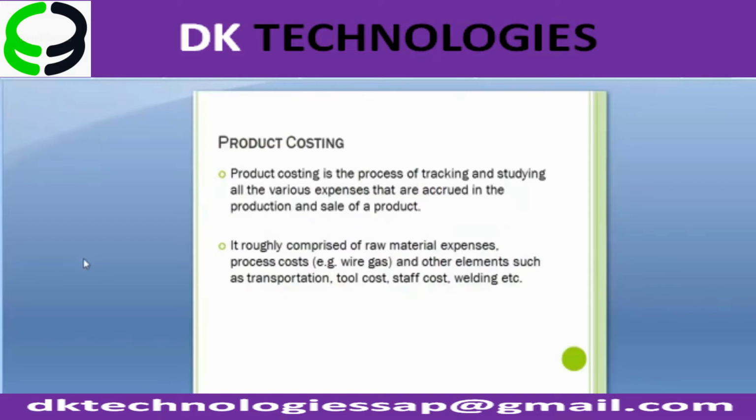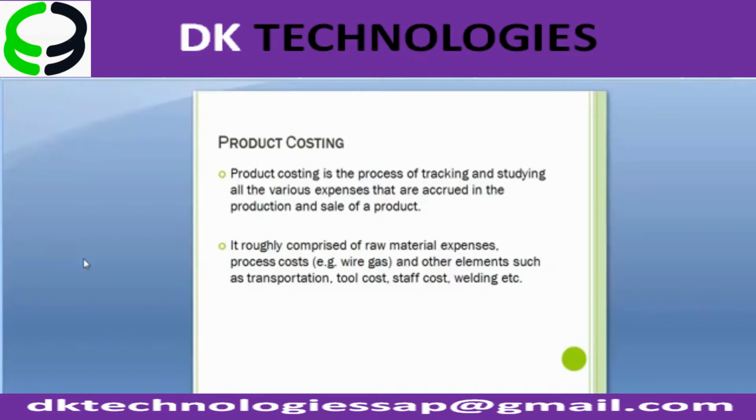Moving to the next is product costing. Product costing is the process of tracking and studying all the various expenses that are accrued in the production and sale of a product. It roughly comprises the raw material expenses, process cost like gas or electricity which has been consumed, and other elements such as transportation, tool cost, staff cost, welding, etc.